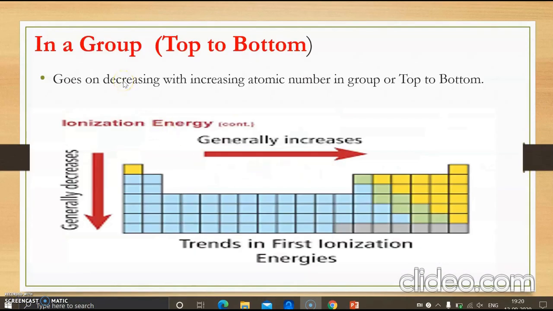Now, in a group, that is top to bottom, generally the ionization energy goes on decreasing with increasing atomic number. This decrease in the values of ionization energy can be explained by considering mainly three factors. Here, the ionization energy generally increases from left to right and decreases from top to bottom.